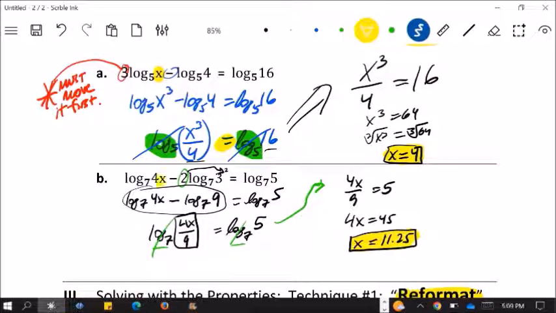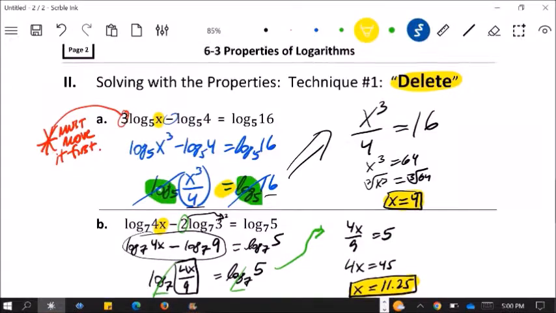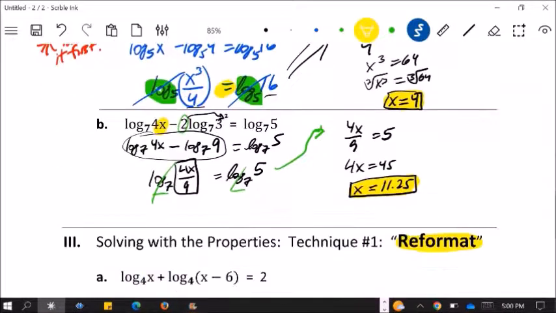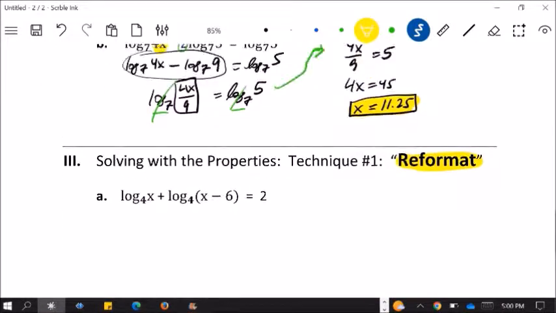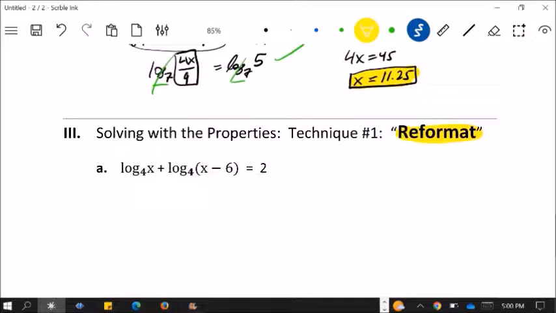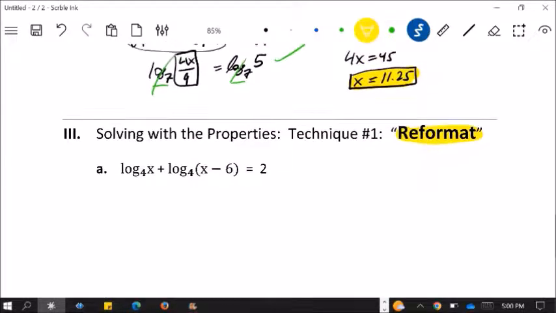Okay. If I put that x back in here and did all the calculations, I would see that the two sides are equal. So in this case, this is a deleting. You're deleting something. The other thing we're going to do is reformatting. Okay, so in reformatting, we're going to do something you have seen already, but first let's do the properties here.